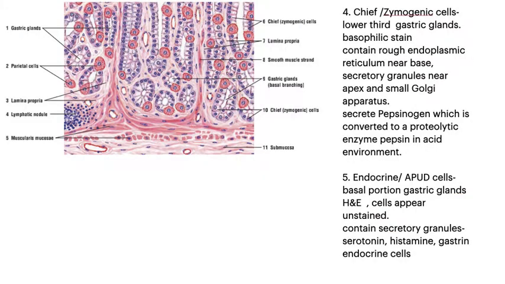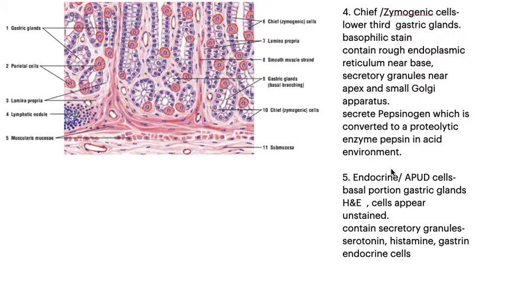The fourth cell type of cells are the chief or the zymogenic cells, found in the lower third of the gastric glands. It has a basophilic stain, contains rough endoplasmic reticulum near the base. It has secretory granules and a small Golgi apparatus. Very important, it is secreting pepsinogen, which is converted to a proteolytic enzyme, pepsin, in acidic environment.